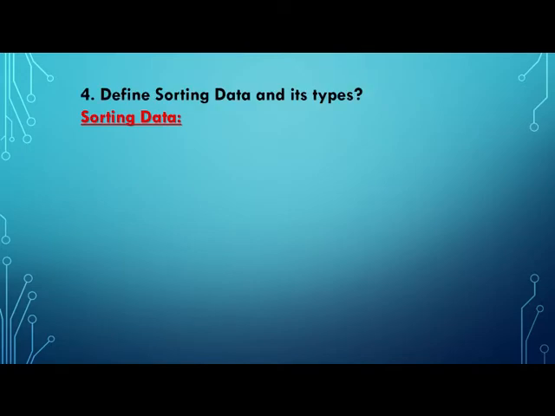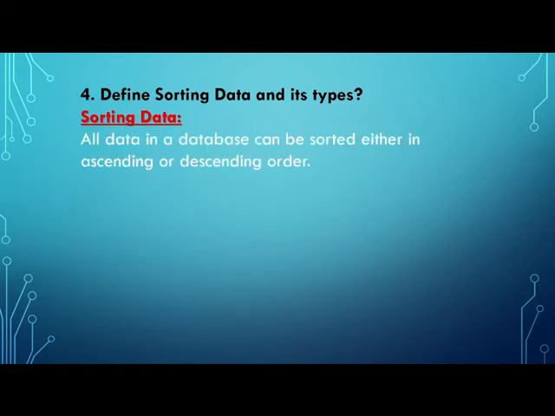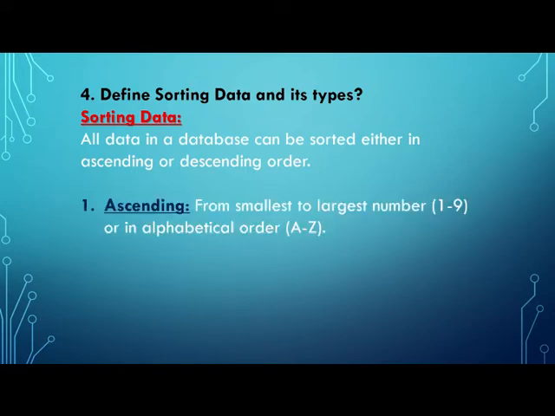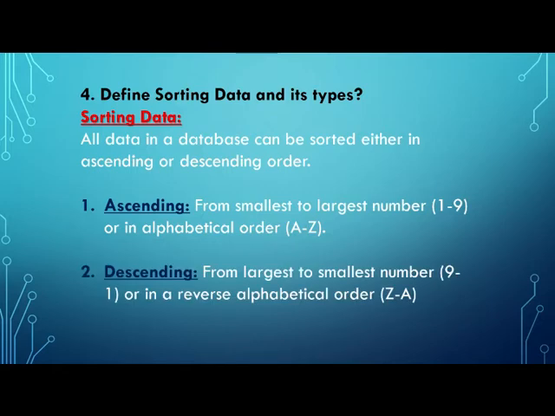Sorting data. What is sorting? If you are asked to define sorting data and its types, what will you write? First of all, you have to write the definition of sorting data. All data in a database can be sorted either in ascending or descending order. Now, what is ascending order and what is descending order? Ascending order is basically from smallest to larger number, 1 to 9, or in alphabetical order like A to Z, and descending order is from largest to smallest number, 9 to 1, or in reverse alphabetical order, that is Z to A.